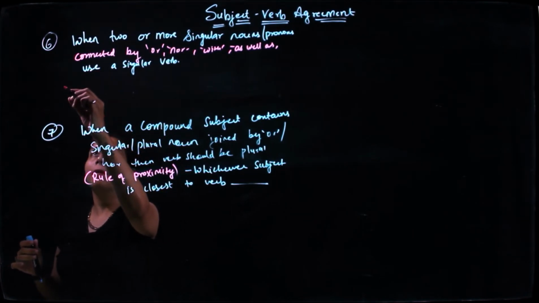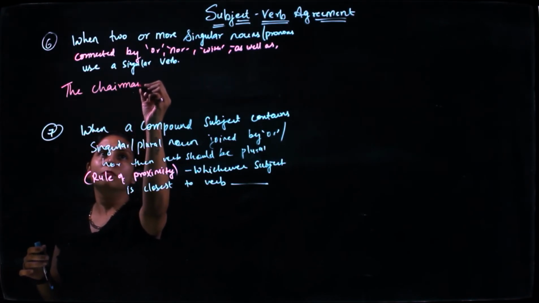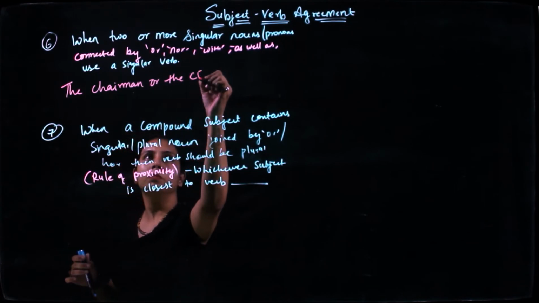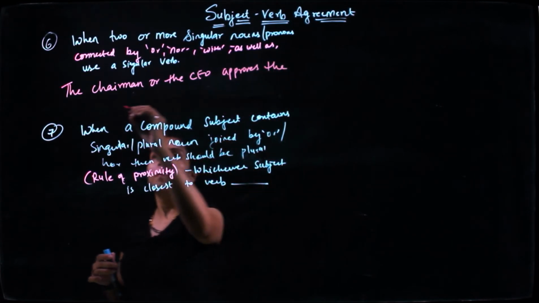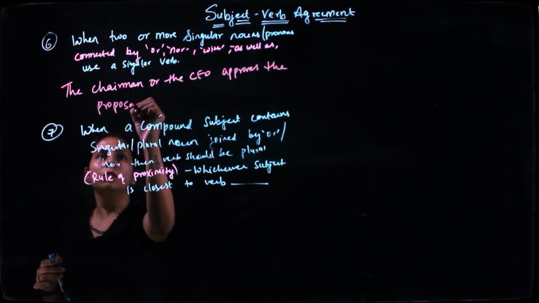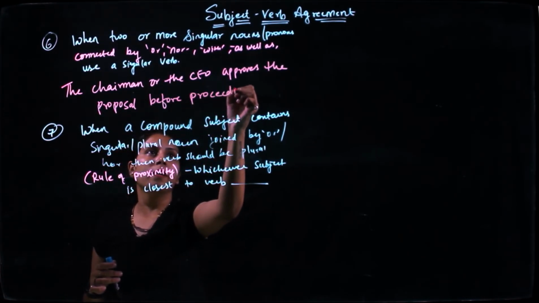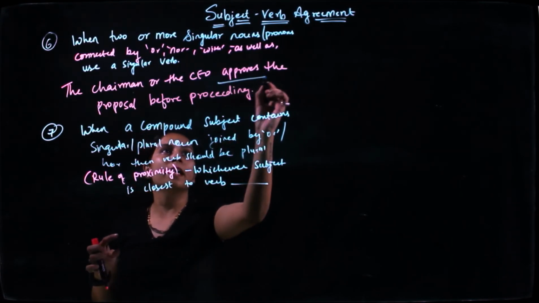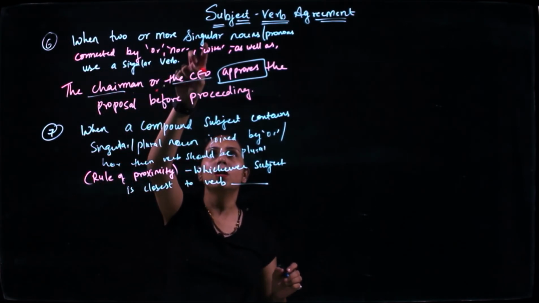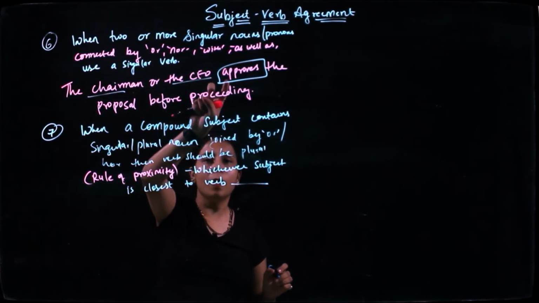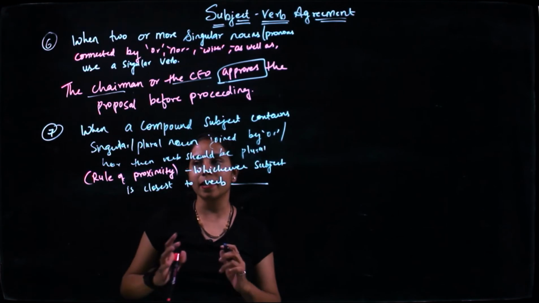Like here, the example would be: the chairman or the CEO approves the proposal before proceeding. Now here I have used the word "approves", that is singular, present tense, as we did discuss. The chairman and the CEO both are singular in nature, both are connected by or, and we need to add the singular verb. This was the condition we have applied in the sentence. This is how the sentence is created.